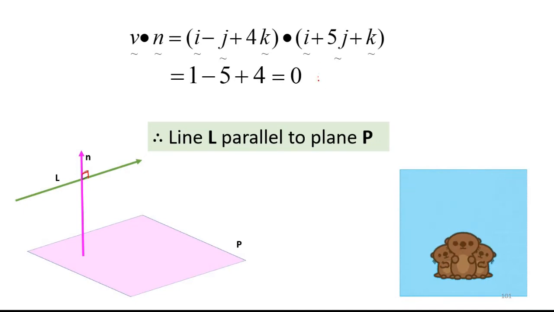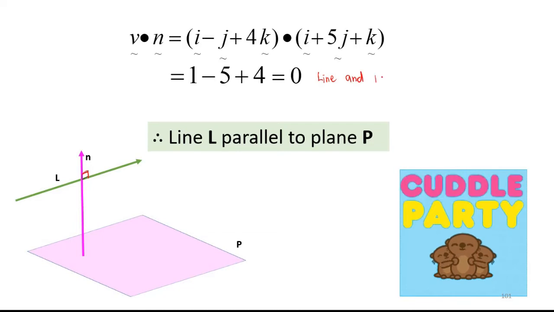Maksudnya, line and normal perpendicular. Okay, perpendicular. Bila line dengan normal perpendicular, barulah boleh conclude that line is parallel dengan plane yang besar ni. Okay, so itu cara dia.